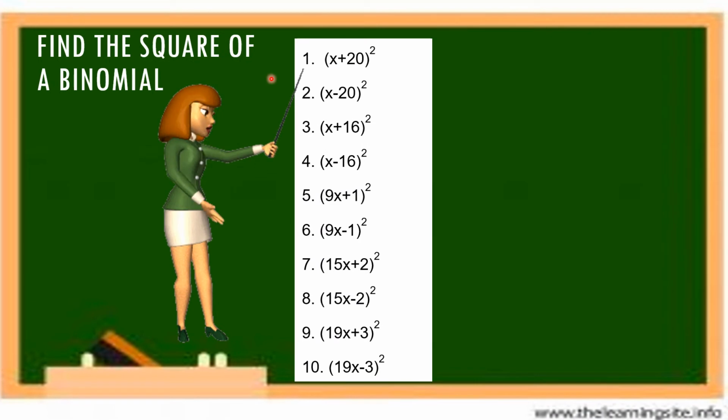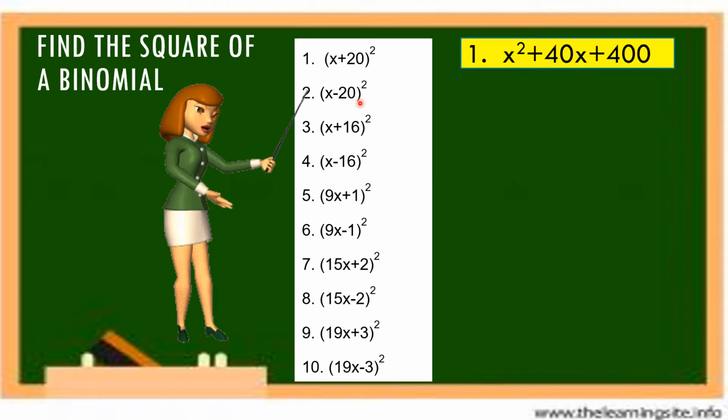Apply the steps in squaring a binomial. The given is x plus 20 quantity squared. The rule states that we square the first term, which is x. Twice the first term times the second term: 2 times x times 20, that is 40x. Then square the second term, 20 times 20 is 400. So x plus 20 quantity squared is x squared plus 40x plus 400.